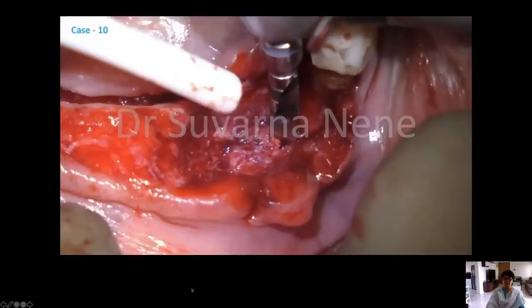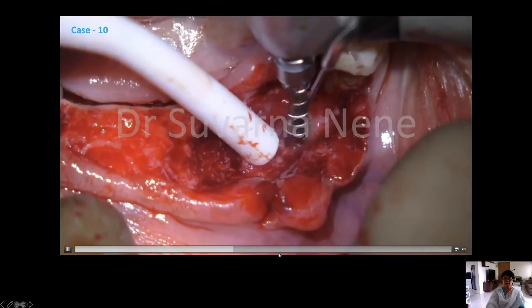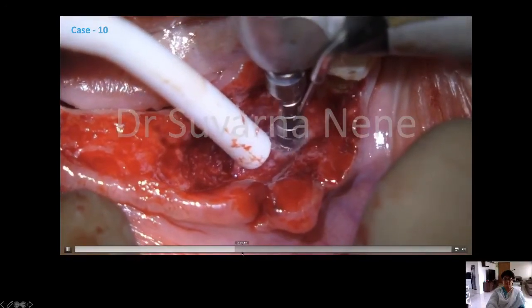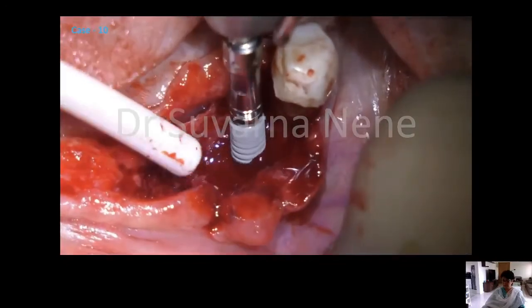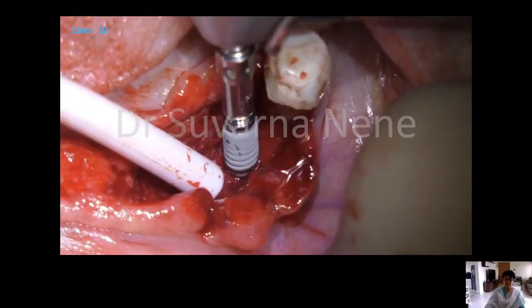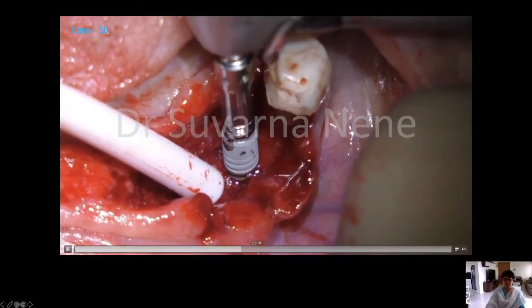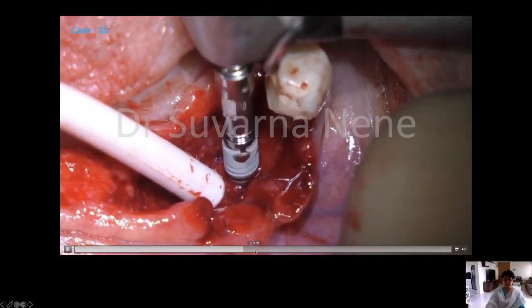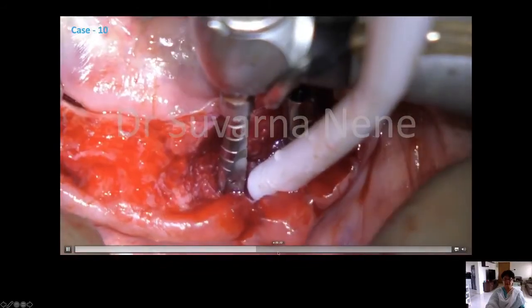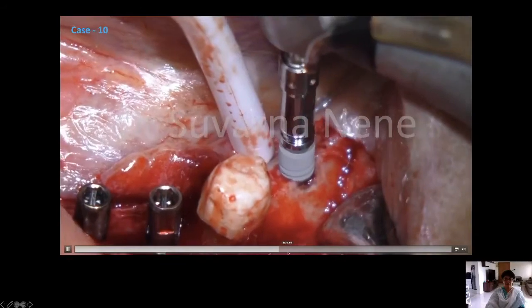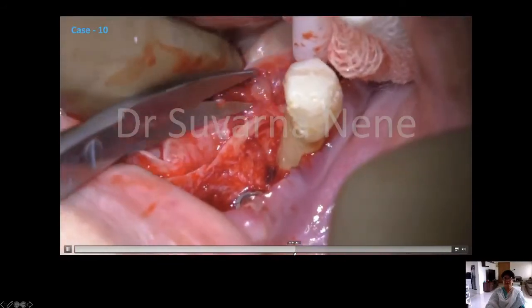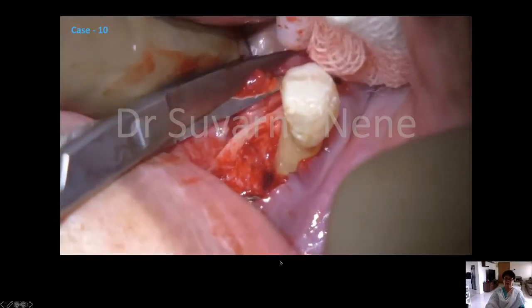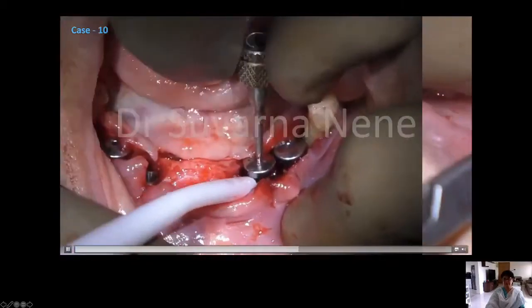These implants also will be placed. We can slightly jump this video. All the implants are placed now, and even the molar implants are placed bilaterally. And now we have to graft this whole area.